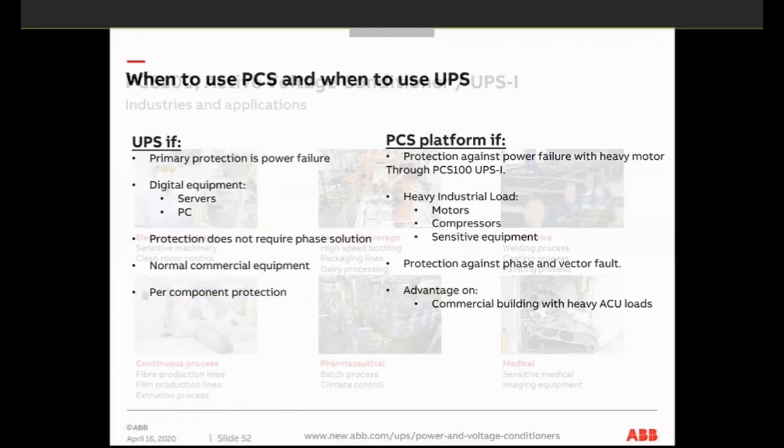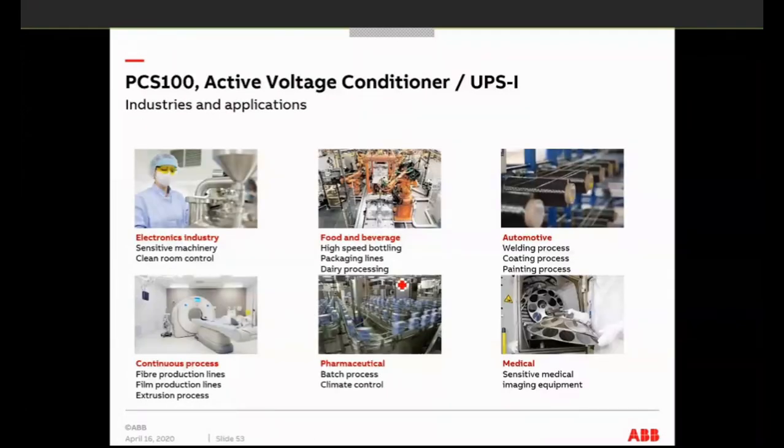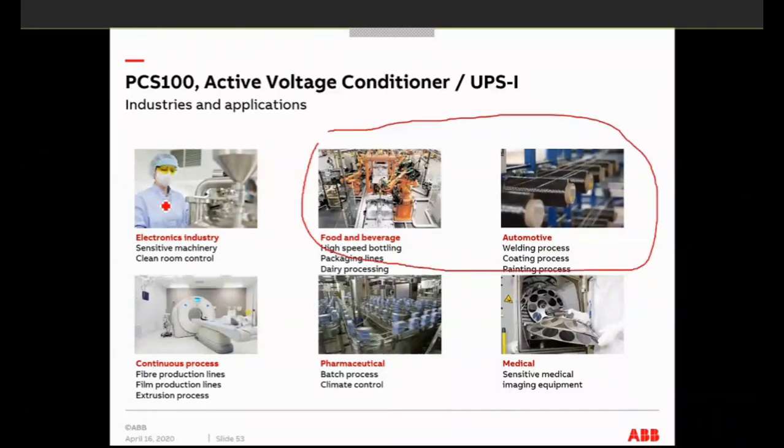All right. So the PCS 100 ABC product is used in heavy industry, as you can see: automation, automotive industry, F&B industry, pharmaceutical, medical, and semicon industry. So this is when you need to use the active voltage conditioner or UPSI.